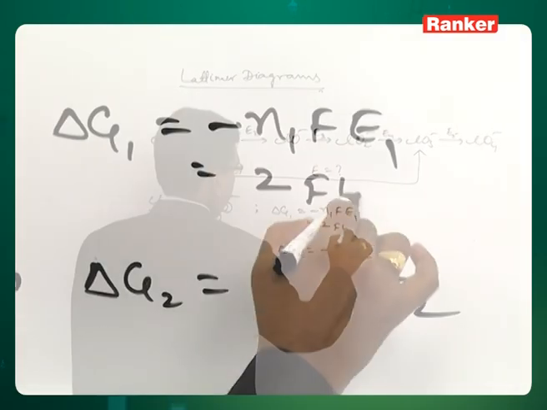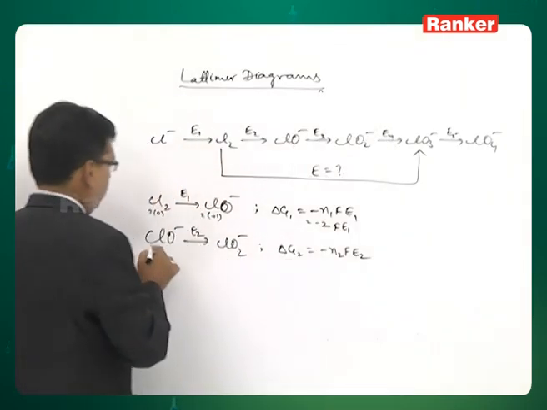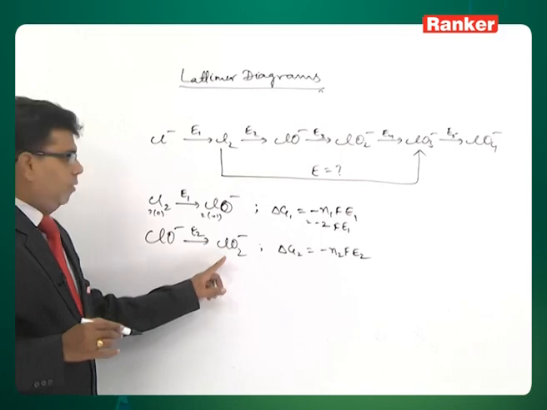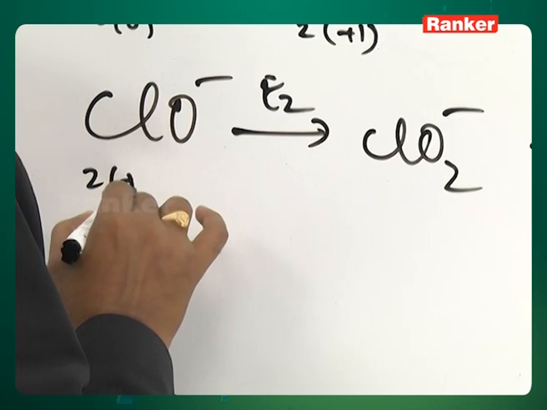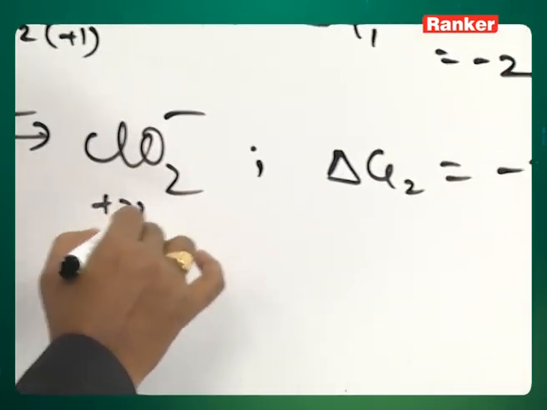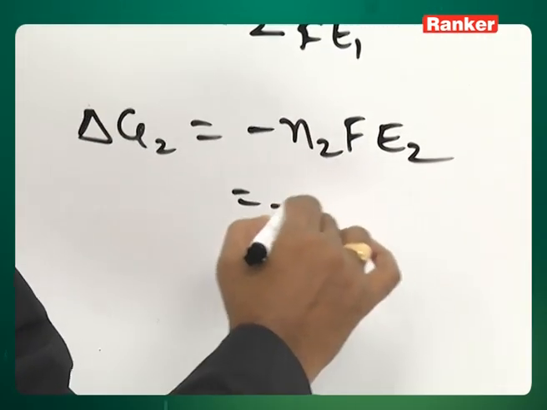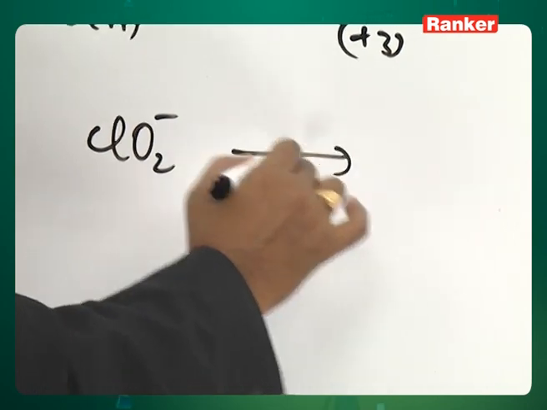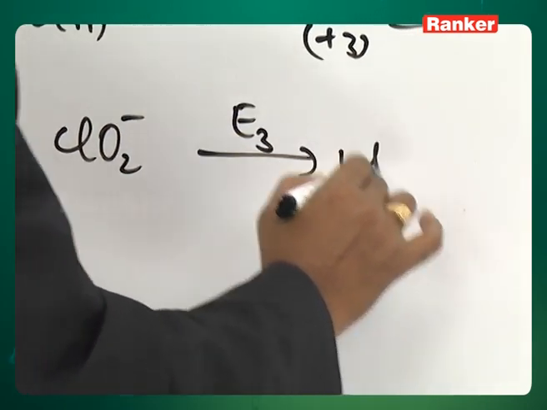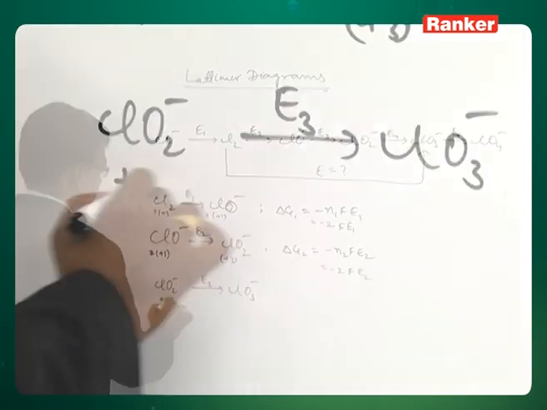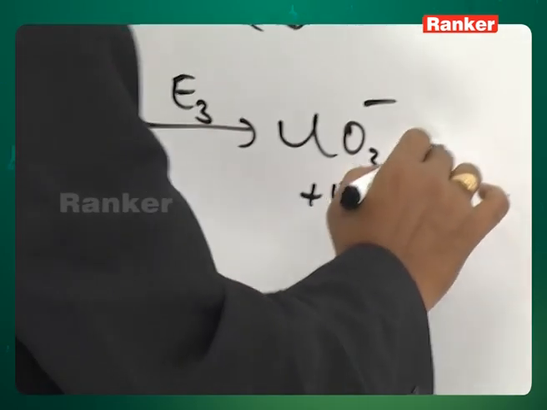2F E1, and hypochlorite to chlorite, here also the N factor is 2. Here it is plus 1 to plus 3. So, N factor is 2, minus 2F E2, and chlorite to chlorate, ClO3 minus. This is plus 3 to plus 5, N factor is 2.